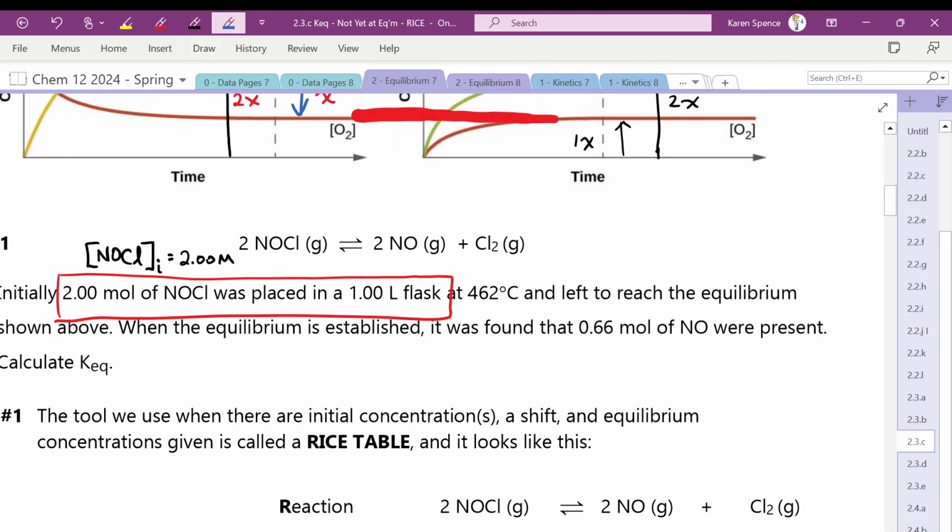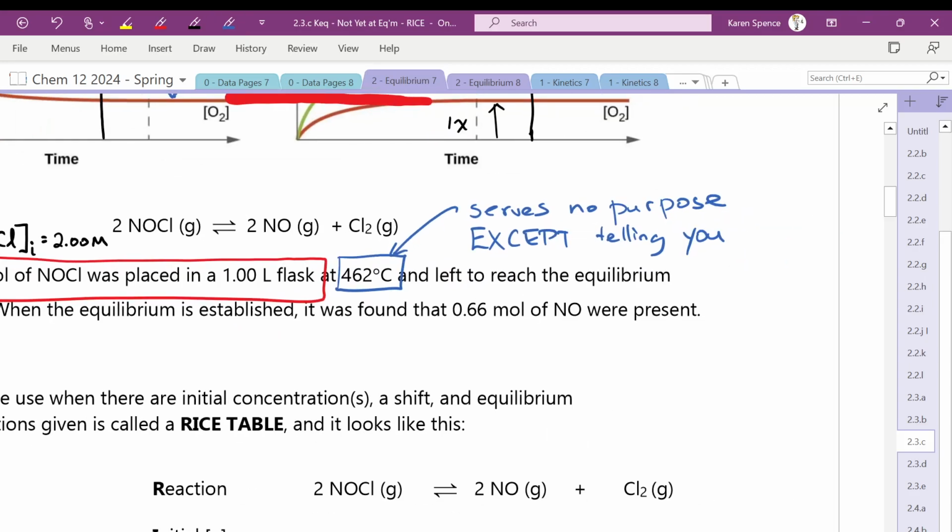Usually you will be given a temperature just to let you know that the temperature is constant. It really serves no purpose. So you can basically just ignore it. Don't try and do anything with the temperature. There's no point.